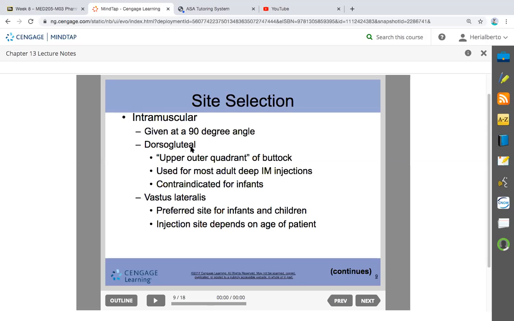an ideal place to do it is dorsal gluteal, in the upper outer quadrant of the buttock. So you have one gluteus, you have two gluteus, you choose one. For example, this is the right gluteus here, and you have to divide the gluteus, like with a cross, in four quadrants. And you're going to choose to do the injection in the upper external quadrant, so you don't damage the sciatic nerve. We will see a video explaining this in more detail. The intramuscular site selection is used for most adults for deep intramuscular injections. It's contraindicated for infants. Also, you have the vastus lateralis, that is the preferred site for infants and children.